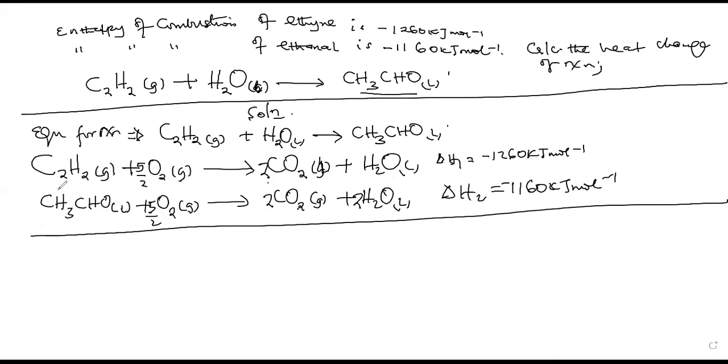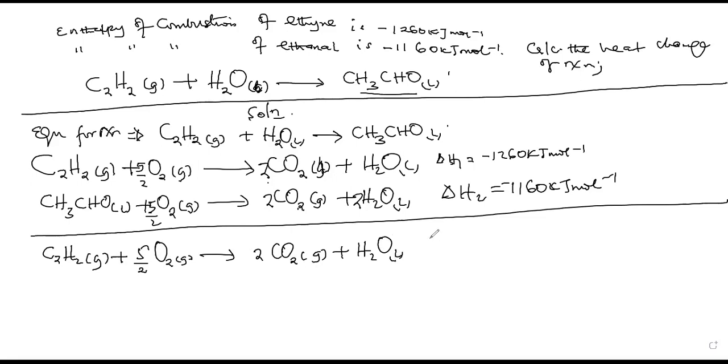One ethane, one ethane. We shall leave that equation the way it is. So it will keep C2H2 gas plus 5/2 oxygen gas to give us 2 carbon dioxide gas and the water liquid. This one we shall take as DH1.